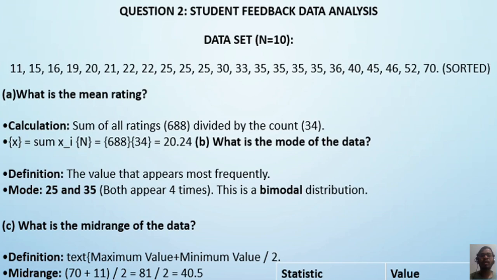Question number 2, student feedback data analysis. Data set n equal to 10. Here is the data set. What is the mean rating calculation? Sum of all the ratings, 688, divided by count, 34. x bar equal to sum of xi, 688 divided by 34. That is the answer. What is the mode of the data?